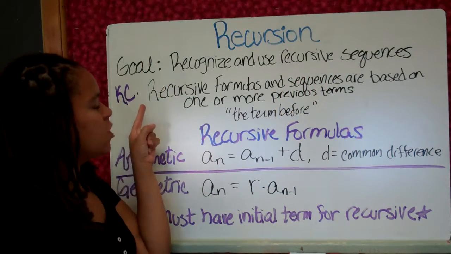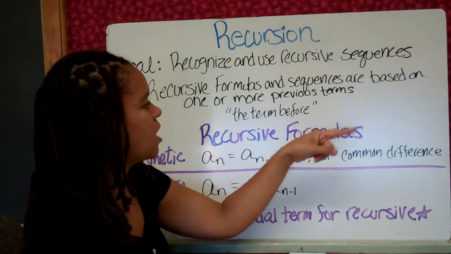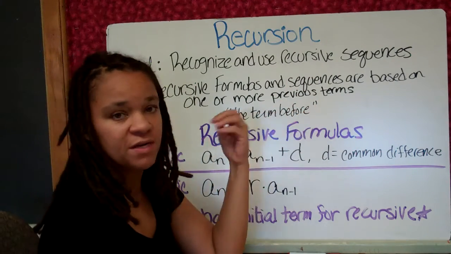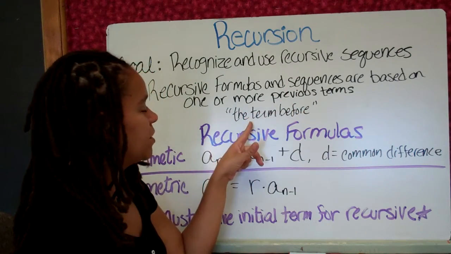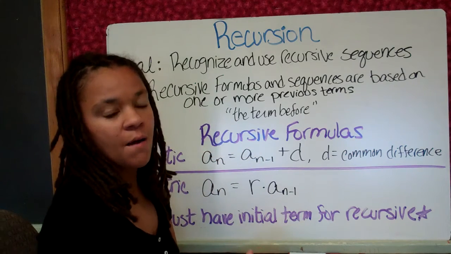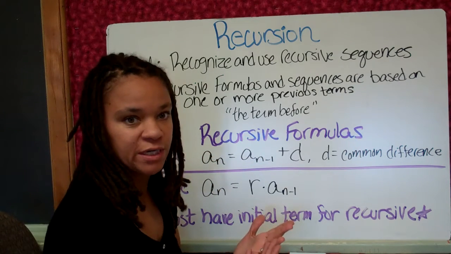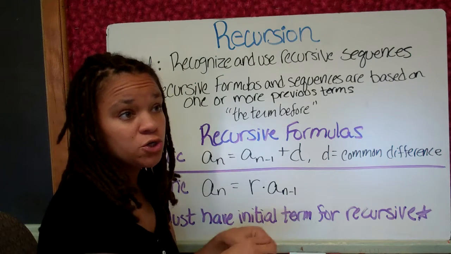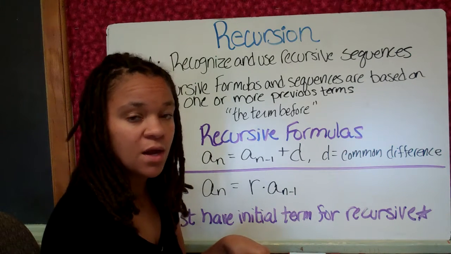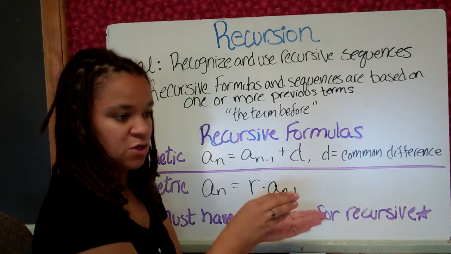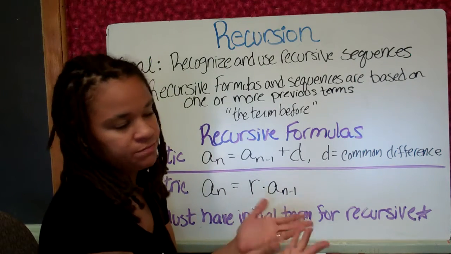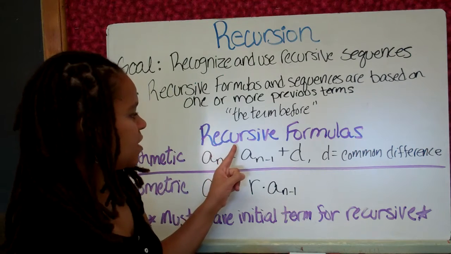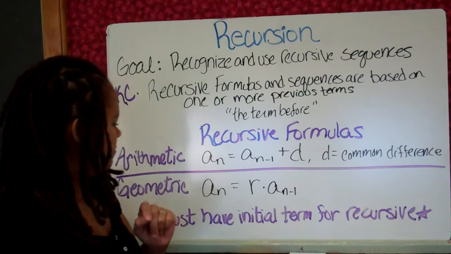Key concept here: recursive formulas and sequences are based on one or more previous terms. So what we talk about is the term before. The whole idea with recursion is that it is dependent on a term that you already have. So you may say 2 times the term you have plus 1, and that would be the formula. You're going to take every term before, multiply by 2, and add 1, or whatever it is. So the recursive formulas are here.